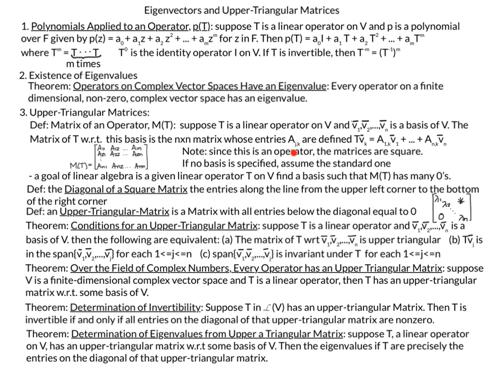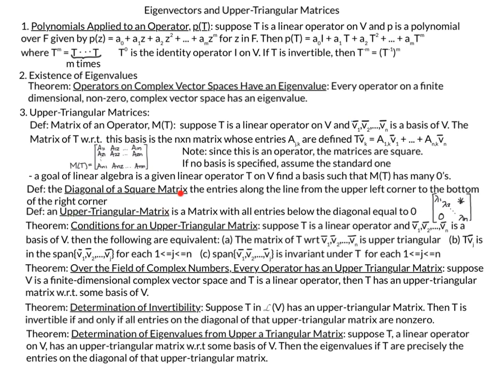We also noted since this is an operator that maps from V to V, the matrices are square since V is n-dimensional and V is n-dimensional. So if no basis is specified, we assume the standard one. And with respect to different bases, we can get different matrices. So one of the goals of linear algebra is, given a linear operator on V, find a basis such that our matrix of T has as many zeros as possible. In this video, our goal was an upper triangular matrix.